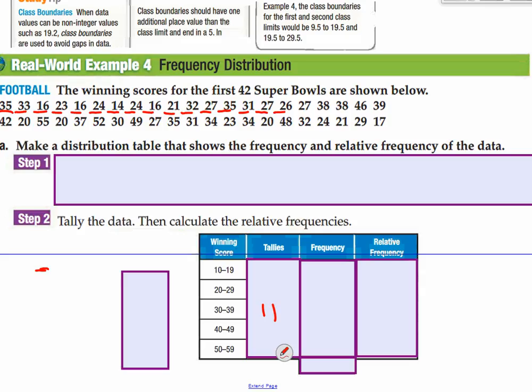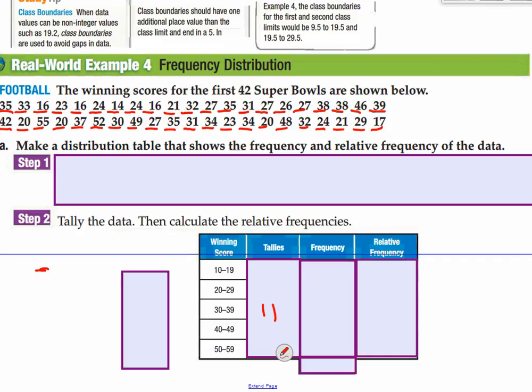27, 26, 27, 38, 38 again, 46, 39, 42, 20, 55, 20, 37, 52, 30, 49, 27, 35, 31, 34, 23, 34, 20, 48, 32, 24, 21, 29, 17.